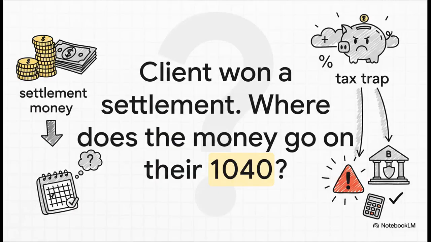So picture this, your client gets a settlement check. Awesome, right? But now you've got this question. Where on the 1040 does this money actually go? And believe me, this isn't just a simple box-checking exercise. Your answer right here could be the difference between them paying their normal income tax or getting slammed with an extra tax that can top 16%. Yeah, get this wrong, and you've just walked your client straight into a very expensive trap.